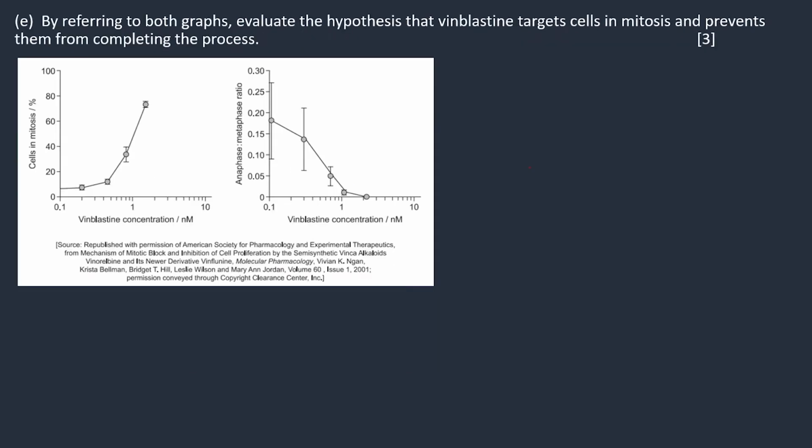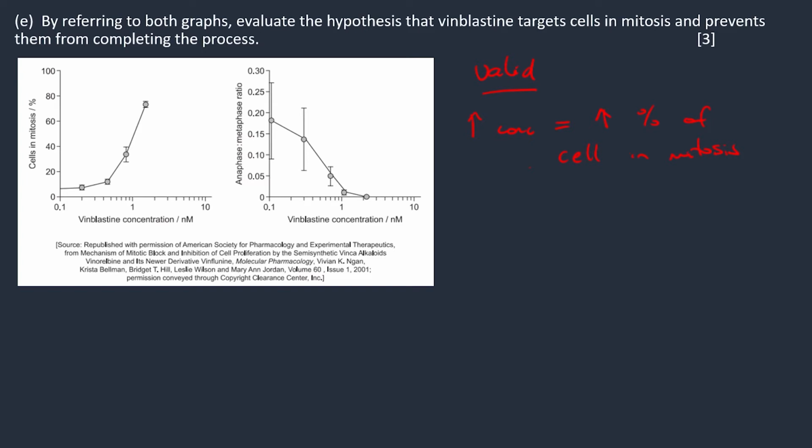And so in question E, they ask us to evaluate the hypothesis that vinblastine targets cells in mitosis and prevents the cells from completing the process. And so by looking at the two graphs given, we can actually state that the hypothesis is valid, as we see that increasing its concentration does increase the percentage of cells in mitosis. And so that validates that first part of the hypothesis.